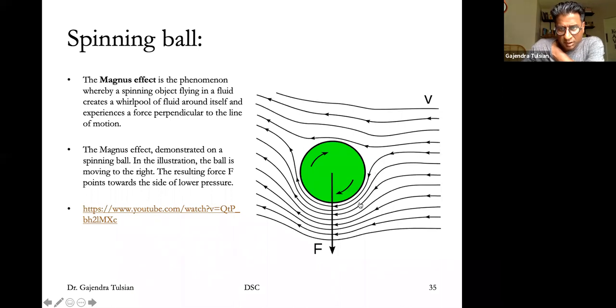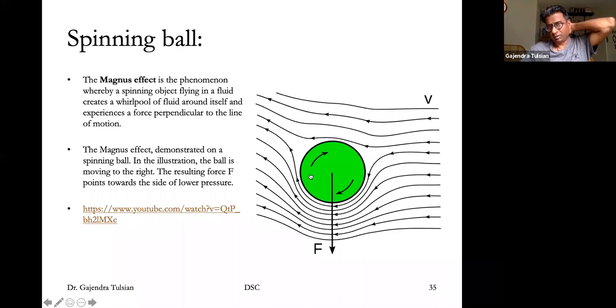This air has to travel a greater distance. It's traveling faster, so the pressure is lower, and the pressure here is higher. And hence the ball feels a downward force. So here's a topspin ball that's hit in that direction, and because of the spin, it's experiencing a force in this direction, and so that ball will land inside the court.